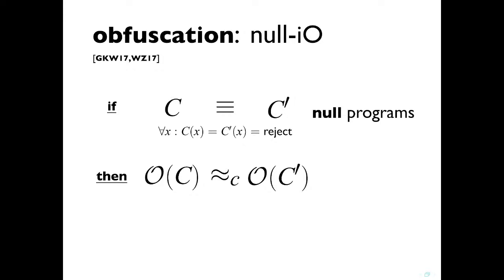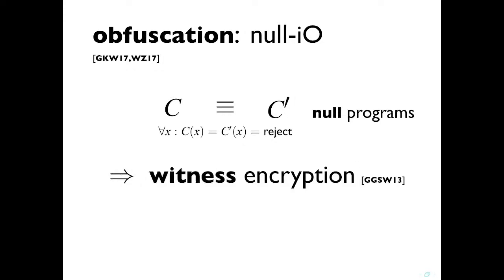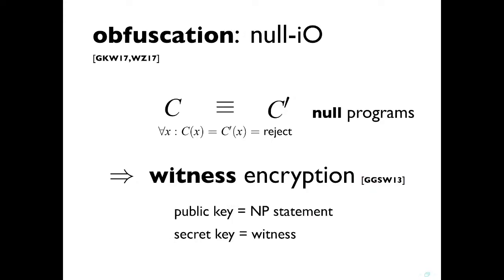And why do we care about null programs? One reason is that it implies witness encryption. This is a very powerful form of public key encryption, where the public key is any NP statement, and you can use any witness for the statement as a secret key.